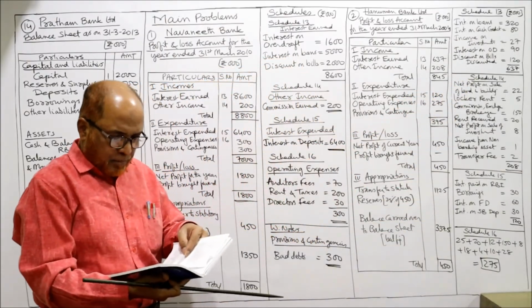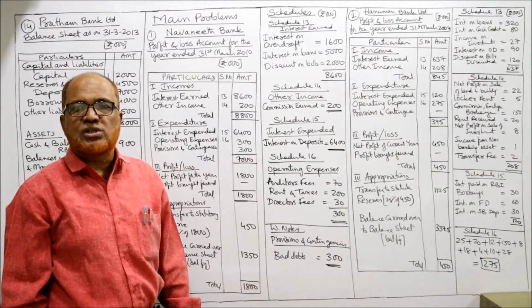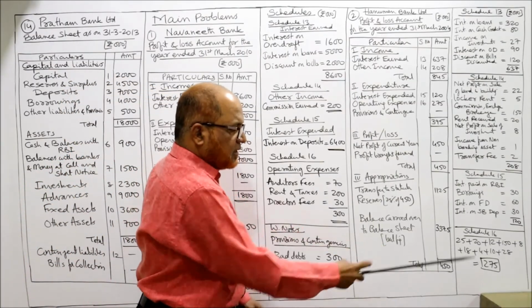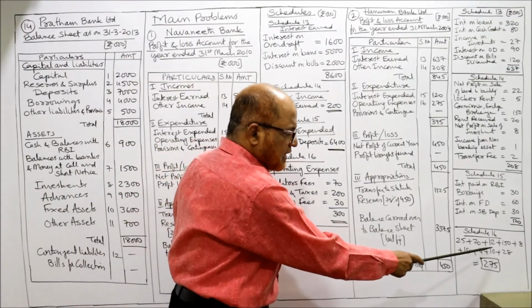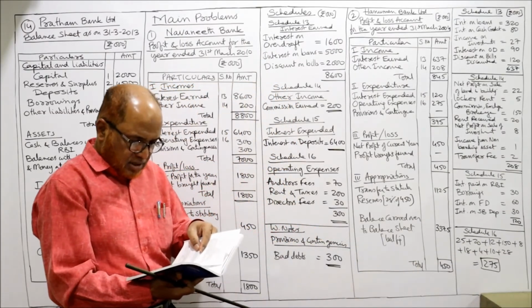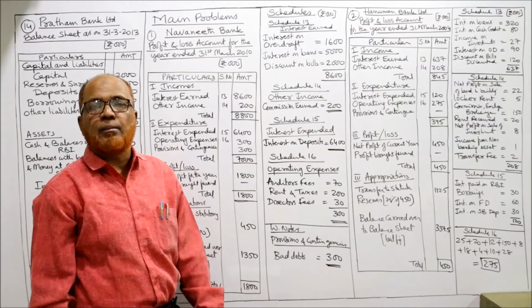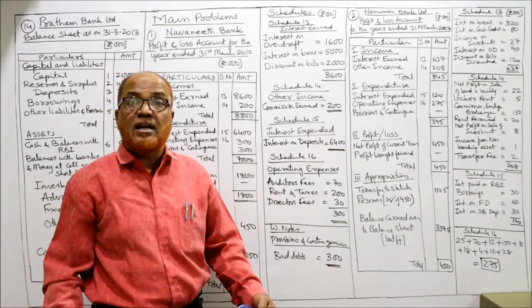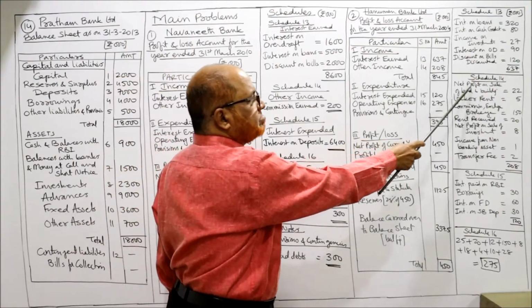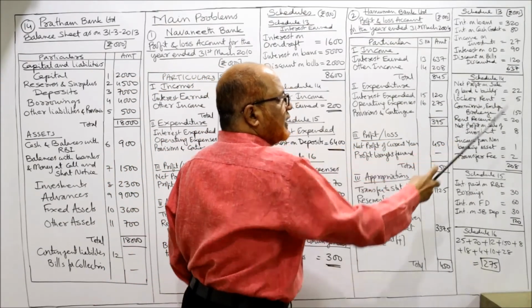Next comes postage, telegrams and telephones. It is operating expenses. Here the amount is given, postage, telegram 12. Next comes net profit on sale of land and building. It is other income. Net profit on sale of land and building, 22.